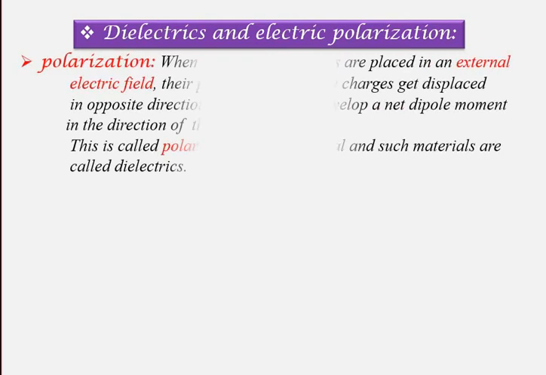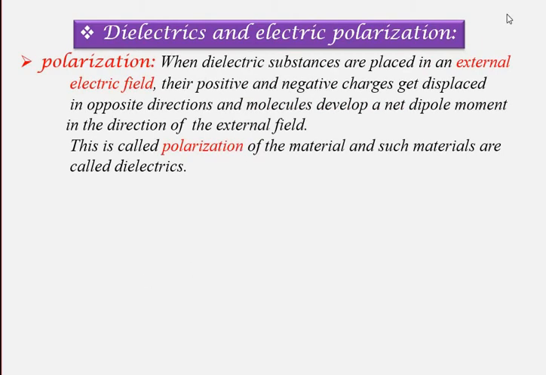Then, what is meant by polarization? See the definition for polarization. When the dielectric substances, dielectric means non-conducting material or insulating material, are placed in an external electric field, their positive and negative charges get displaced in opposite directions, and the molecules develop a net dipole moment in the direction of the external electric field. This is called the polarization of a material, and such materials are called the dielectrics.